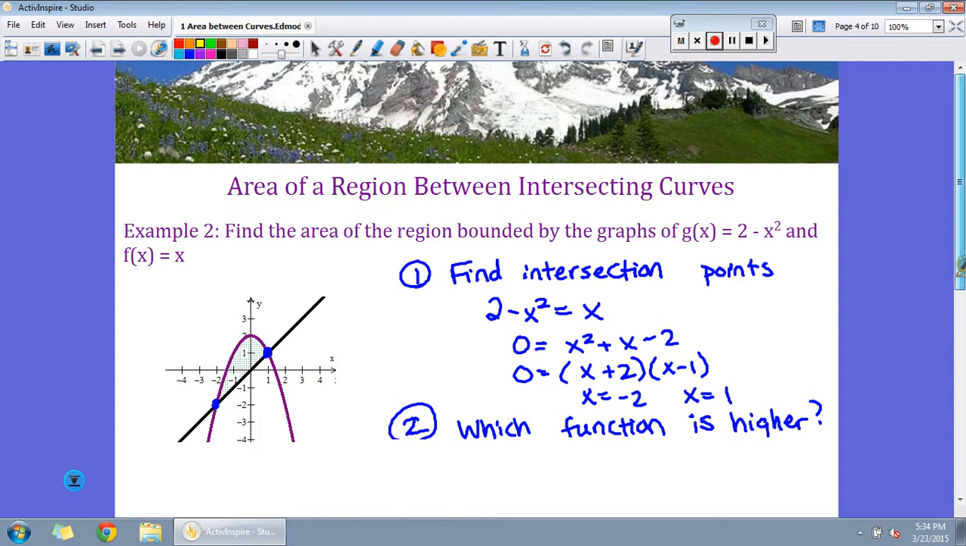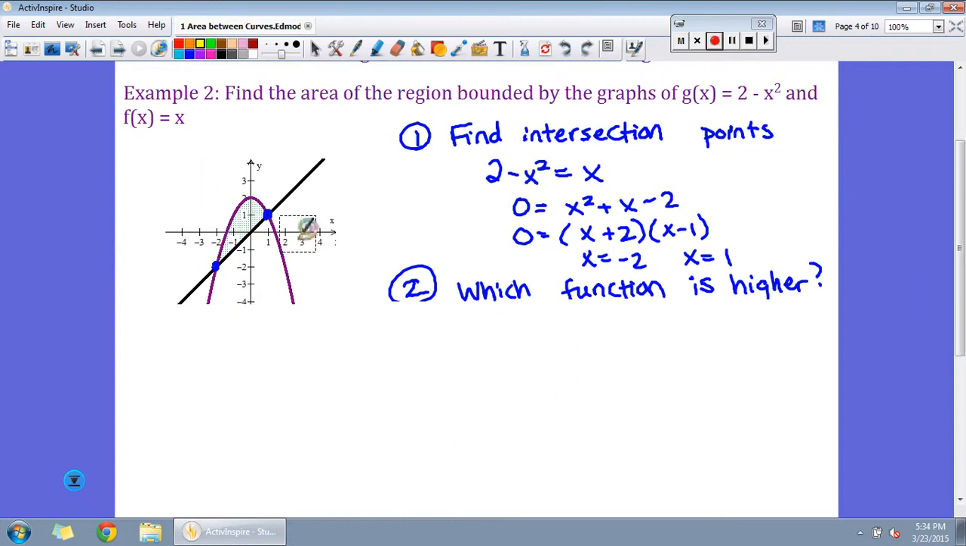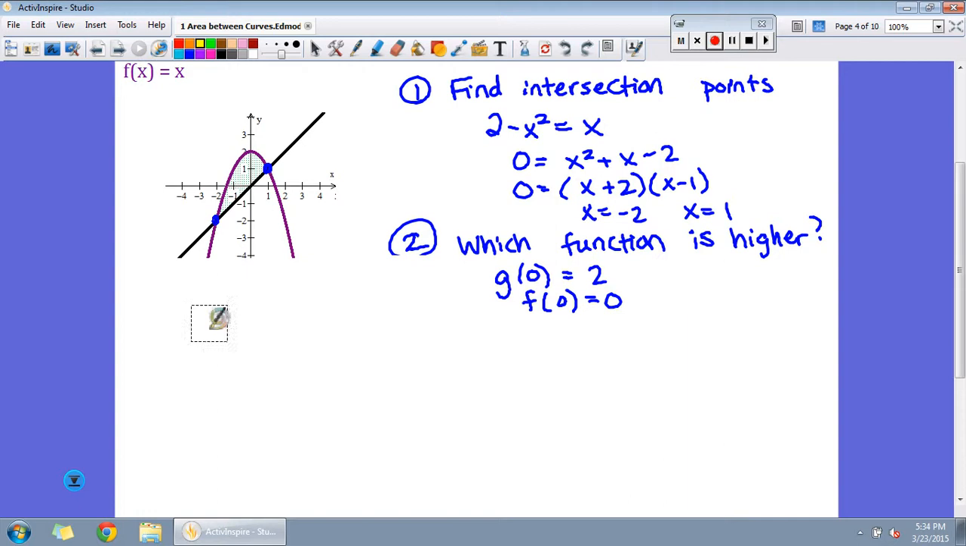Then we have to figure out which function is higher. It's, again, easy to see by the graph that the quadratic is higher. If you don't have a handy-dandy graph that's easy to read, all you have to do is plug in a point on the interval between -2 and 1 and see which one has the higher value. The quadratic clearly does, so we're going to put it first in our definite integral.